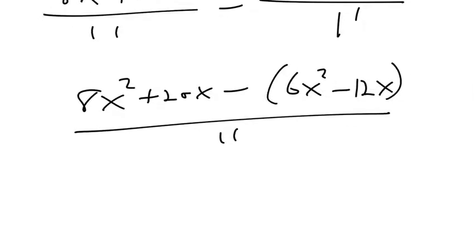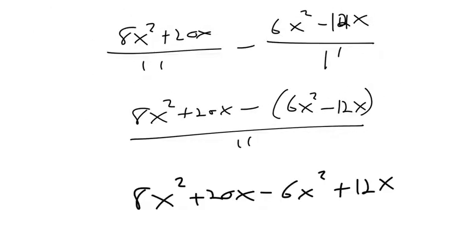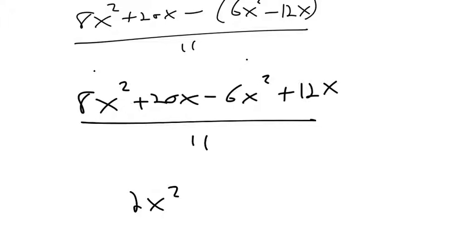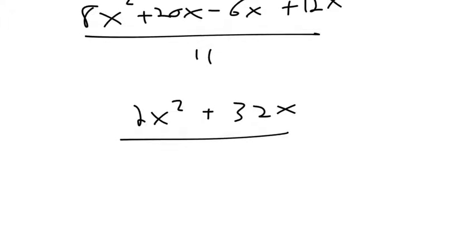But yeah, now we can distribute that minus sign on the top. Minus 6x squared plus 12x. Now we still have the common denominator here. Now we've got like terms: 8x squared minus 6x squared makes 2x squared. Then I've got 20x plus 12x, that makes 32x over our common denominator.